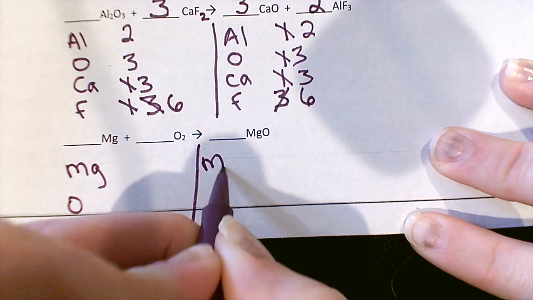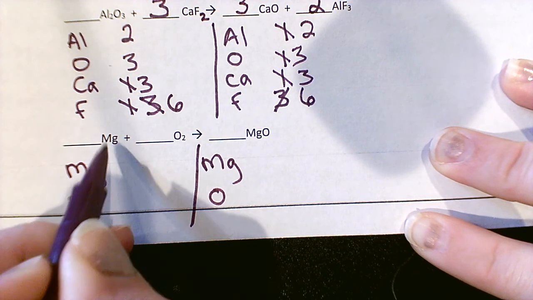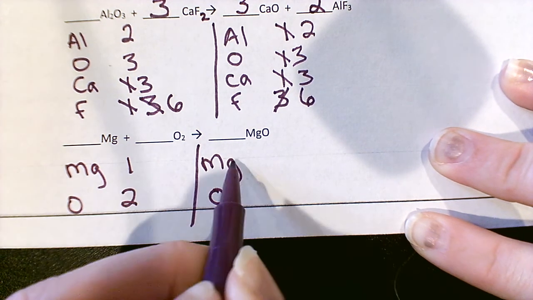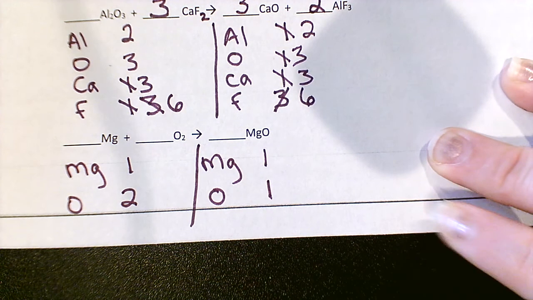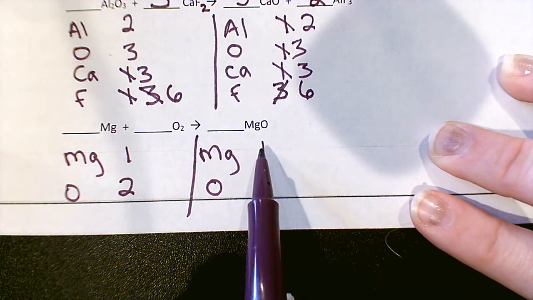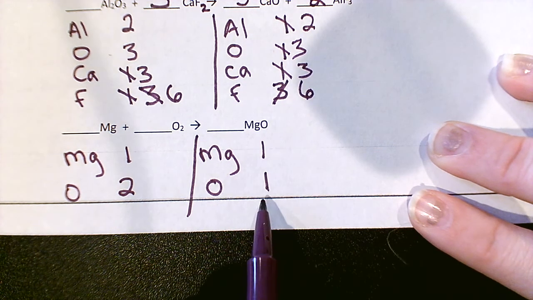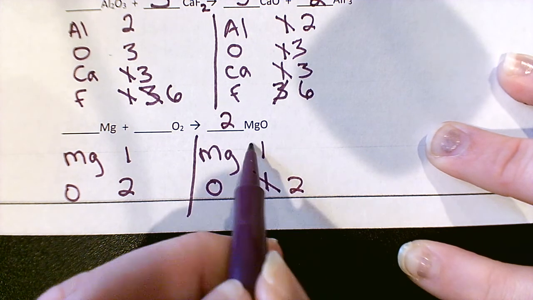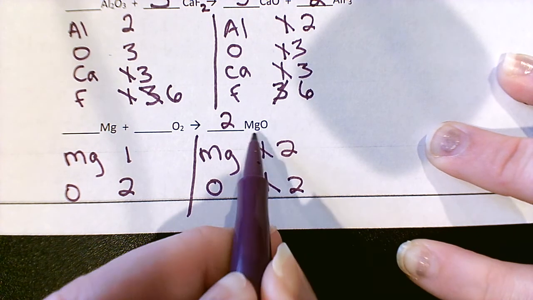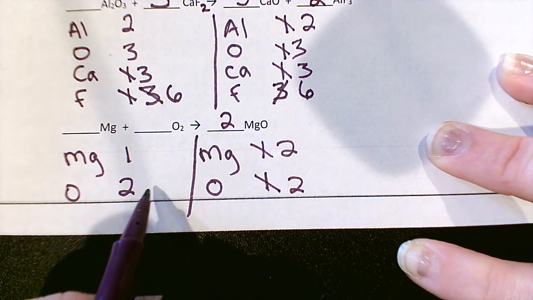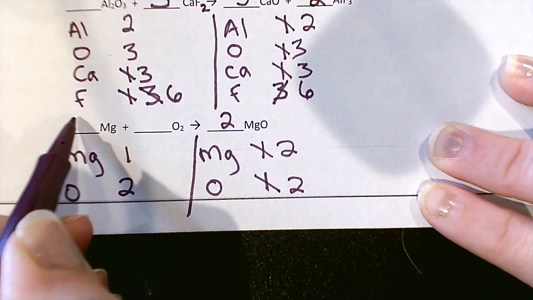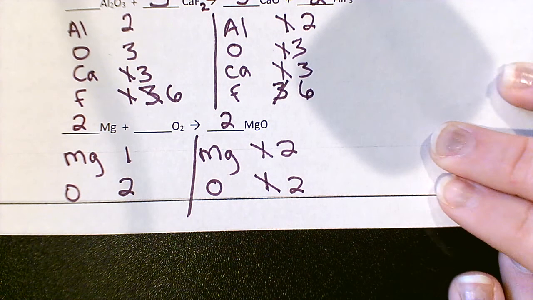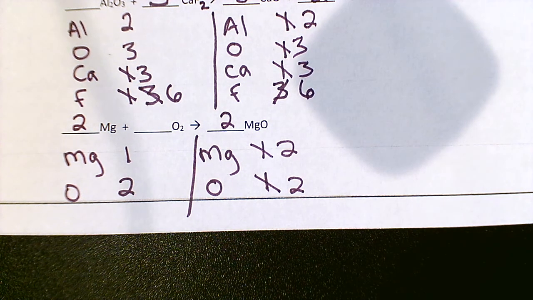Mg and O, magnesium and oxygen. Looks like I have 1 and 2, 1 and 1. So I am fine on magnesiums. I need twice as many oxygens on the right, so I put a 2 there, but that gives me 2 of both of those. Okay, so now these are good. I need twice as many magnesiums on the left, so I put a 2 right there.